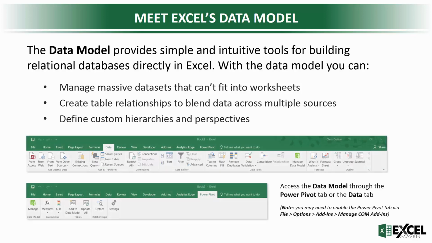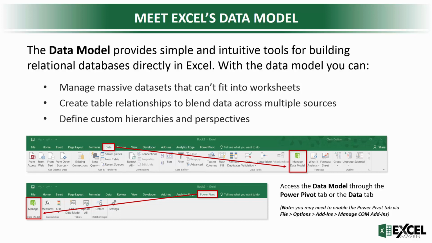So two different ways to access the data model. First, from the Data tab. Second, from the Power Pivot tab. Now, if you've got a compatible version of Excel and you don't see the Power Pivot tab, you may need to enable that tab. So you can go into File, Options, Add-ins, Manage COM add-ins, and you should see a checkbox there. And I'll give you a quick demo when we jump into Excel.